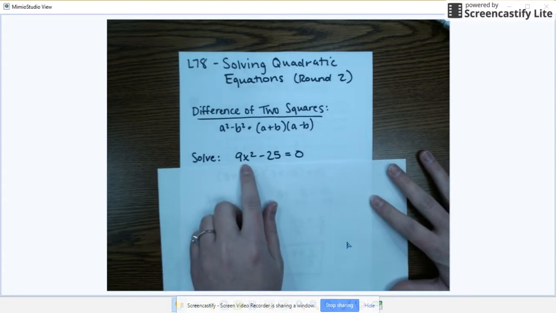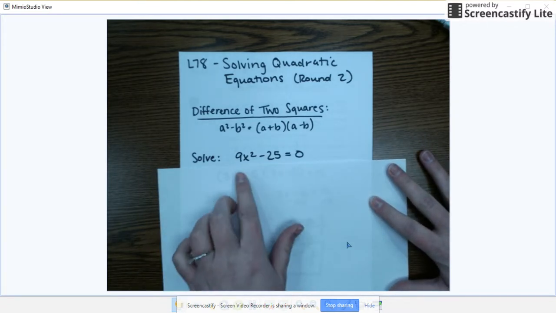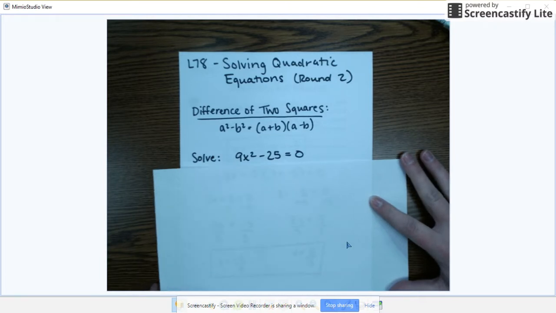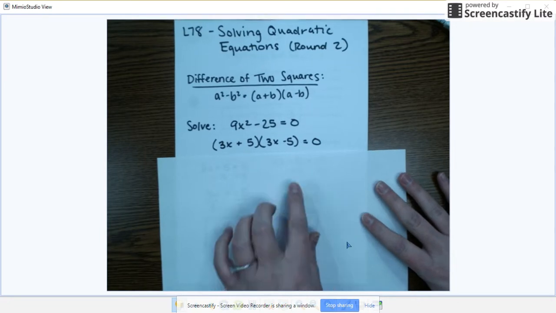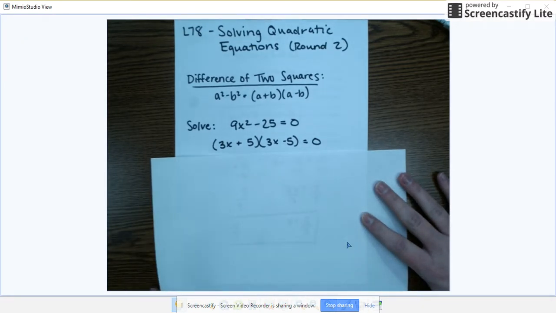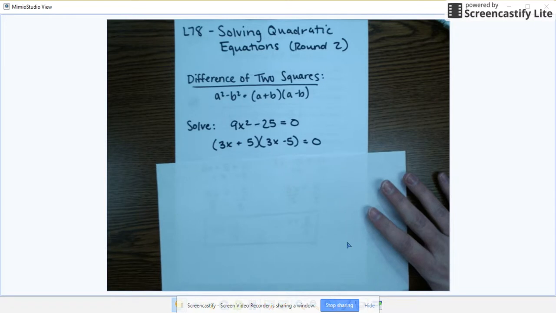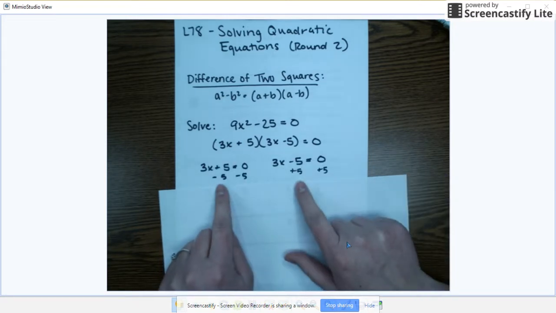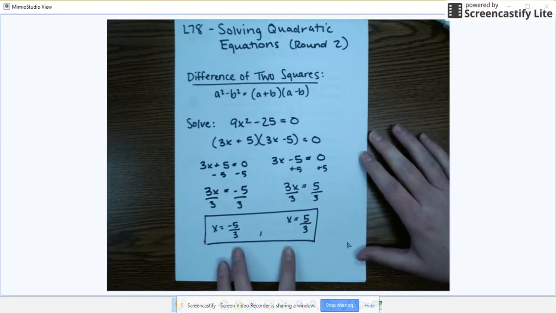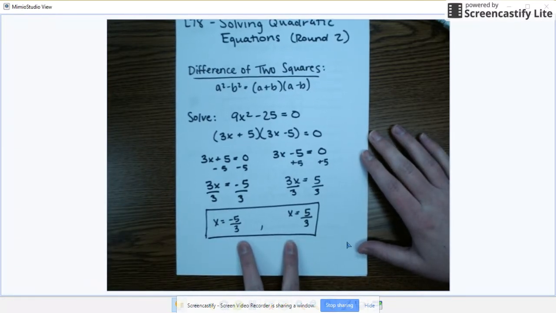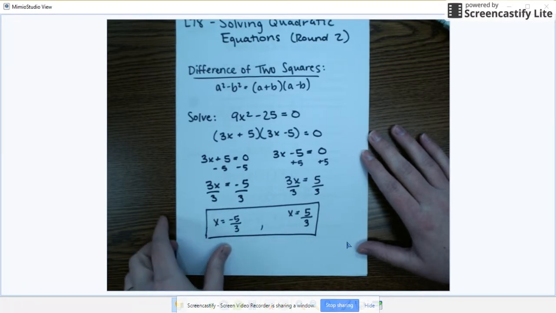If you have 9x squared minus 25, both 9 and 25 are perfect squares, so we can rewrite that as (3x plus 5)(3x minus 5). Since it's set equal to 0 and our directions are to solve, we need to set each piece equal to 0 and solve from there. So here's our two pieces. In this equation, we need to subtract 5 from both sides, and then we'll divide by 3. Over here, we're going to add 5 and divide by 3, giving us two roots or two solutions, two x-intercepts, whatever you want to call them. So x equals negative 5/3 and x also equals positive 5/3.